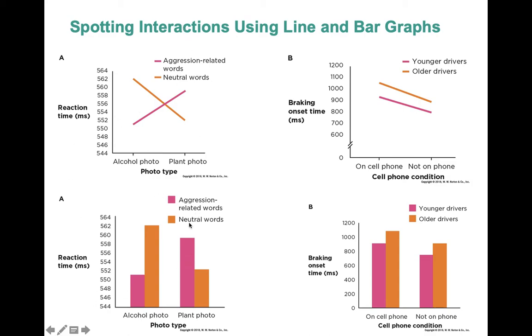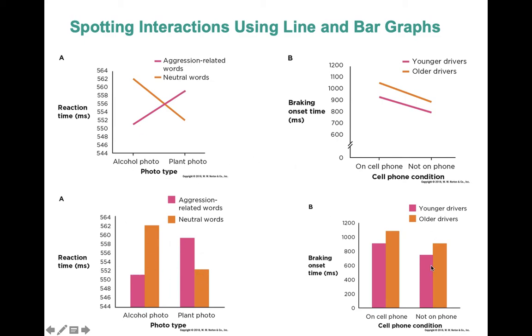Slightly different example. I forget what this example was, to tell you the truth. We've got alcohol photo and plant photo. Doesn't matter. But again, looking to say, is there a difference between the differences? Here we've got neutral words resulting in a longer reaction time than aggression-related words, but the pattern flips when looking at plant photos. Such that now the pink bar is higher than the orange bar. Okay, so this is this crossover pattern.